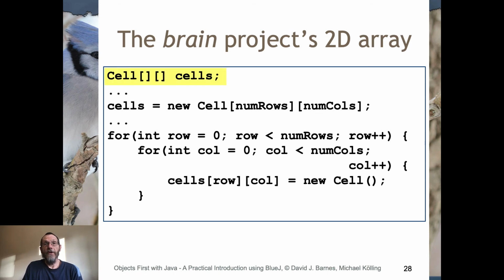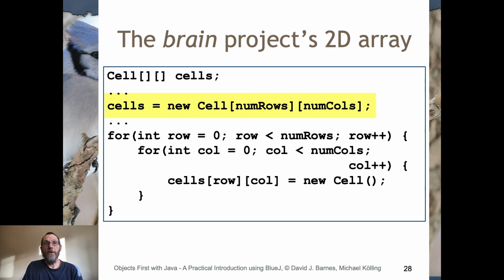So here we've got the declaration of a variable called cells, and because it's going to be a two-dimensional array object that it refers to, we have two pairs of square brackets immediately after the type name. So cells is going to be a variable that refers to an object. The object is going to be a two-dimensional array of cell objects, or in other words, an array of arrays of cell objects. And then we can see the creation of that two-dimensional array in the next statement.